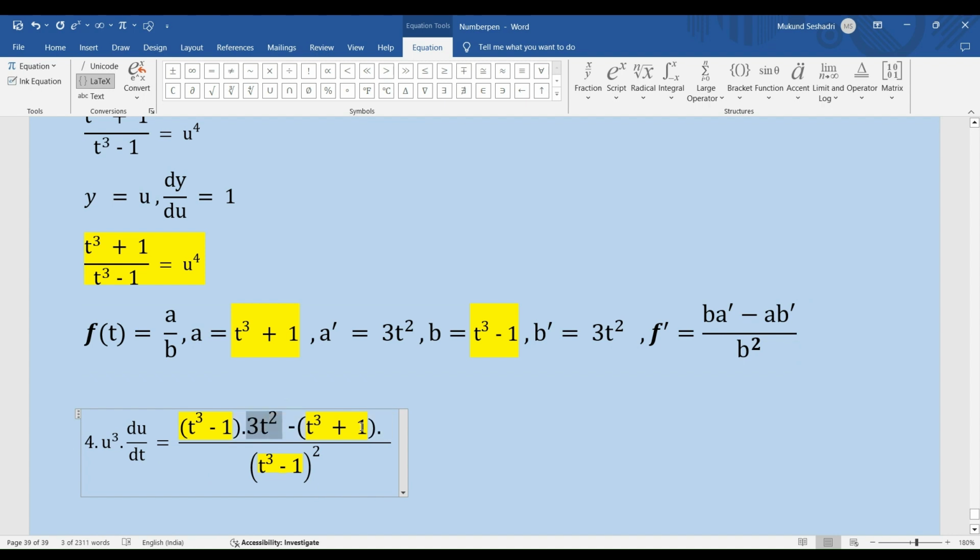So looks like I have 3t square as a common factor. I'm going to pull out my 3t square in the next step. So I have my 3t square as a common factor, and then I open my bracket. I have t cube minus 1 minus of t cube plus 1.